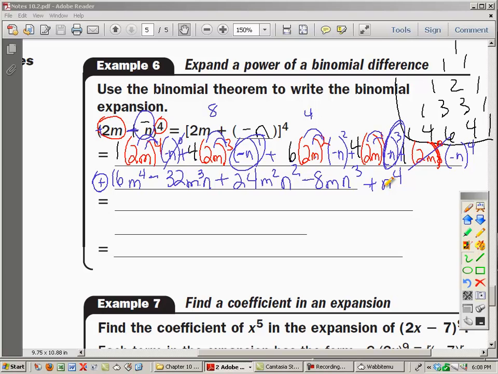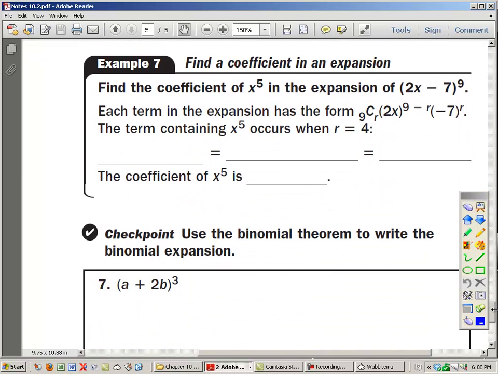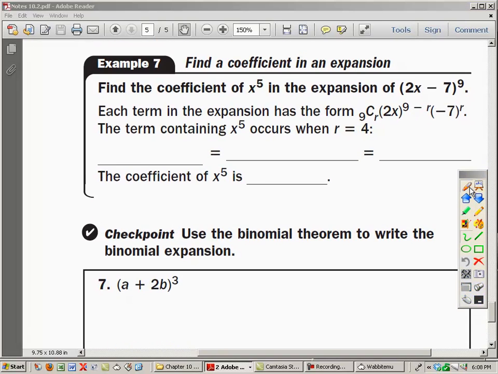Every time you're taking an odd power, you're going to get a minus. All right? And so that's the gist of it. That's the whole kit and caboodle on that idea of using binomial expansion. Okay? Now, this is a little bit tricky.